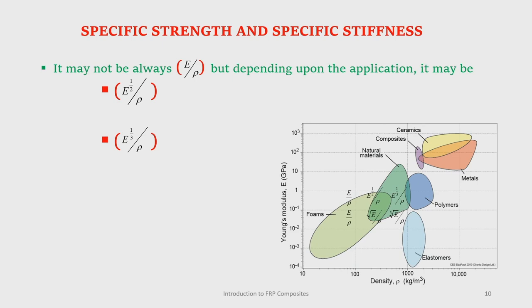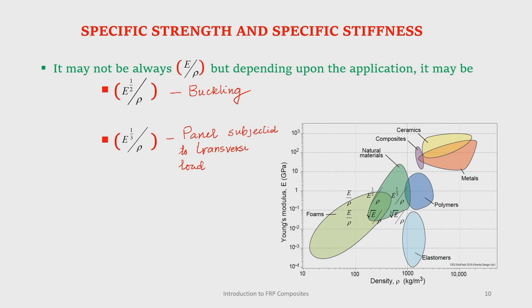Similarly, if you take a panel, this is for buckling. Similarly, if you take a plate subjected to transverse load, it is actually the cube root of E by rho which decides that for the same deflection the mass will be minimum.